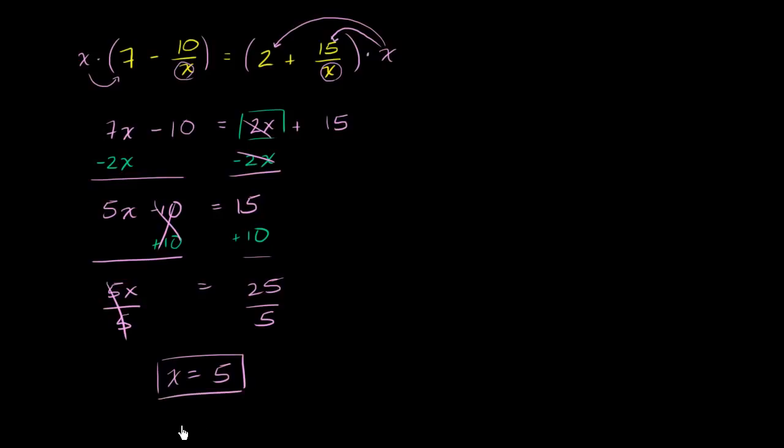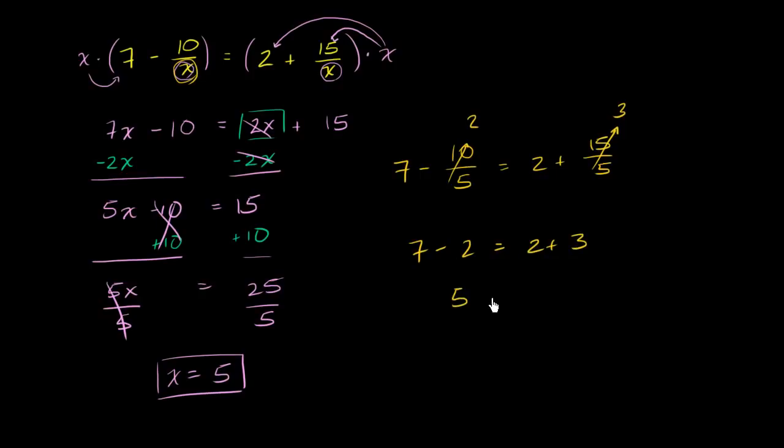Now let's verify that this actually worked. So let's go back to the original equation. We have 7 minus 10 over 5. This needs to be equal to, I'm just taking our 5 and substituting it back here, 2 plus 15 over 5. So this is 7 minus 10 over 5, which is just 2. Needs to be equal to 2 plus 15 over 5, which is just 3. So 7 minus 2 is 5. 2 plus 3 is 5. 5 is indeed equal to 5. And we are done.